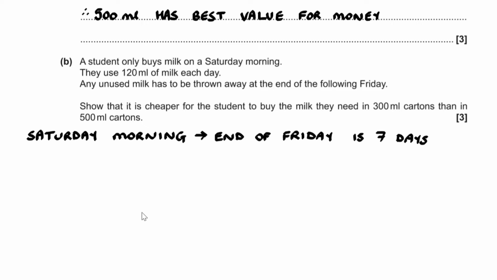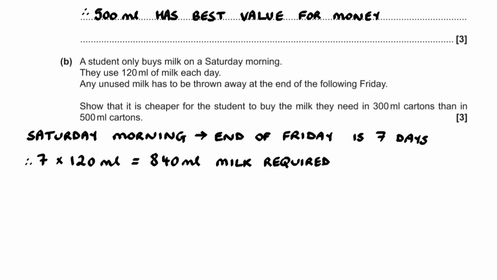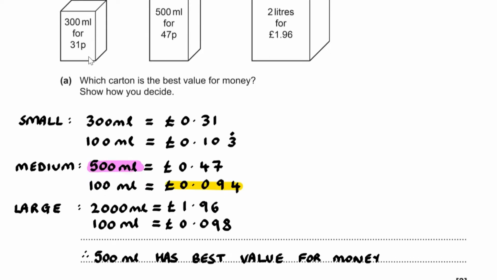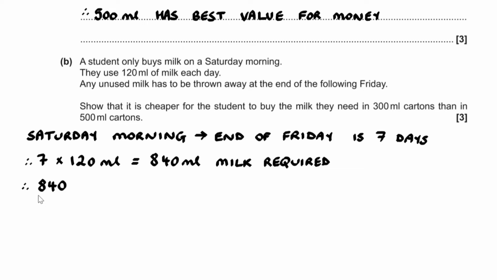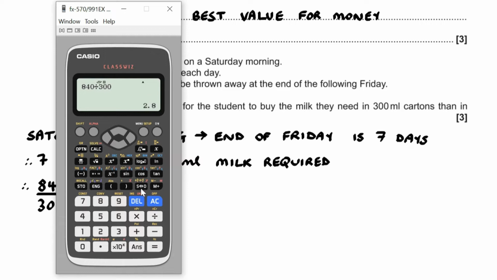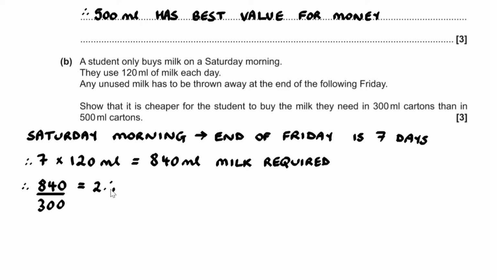So what we can do is find out the total amount of milk we require. So if we do 7 multiplied by 120, it turns out we have 840 milliliters milk required. So if we have 840 milliliters required, and we have 300 milliliters for the small cartons, if I do 840 divided by 300, we get 2.8. So we require 3 cartons of the small.